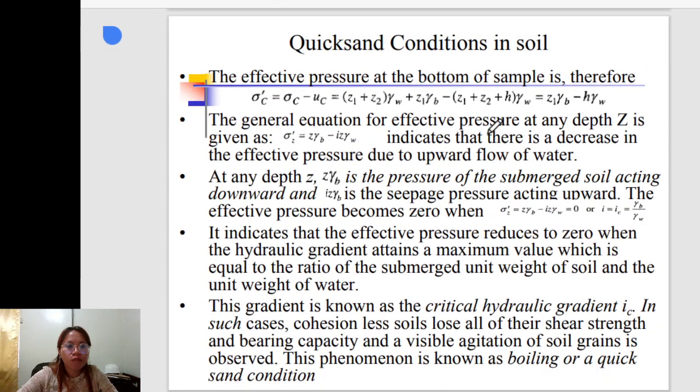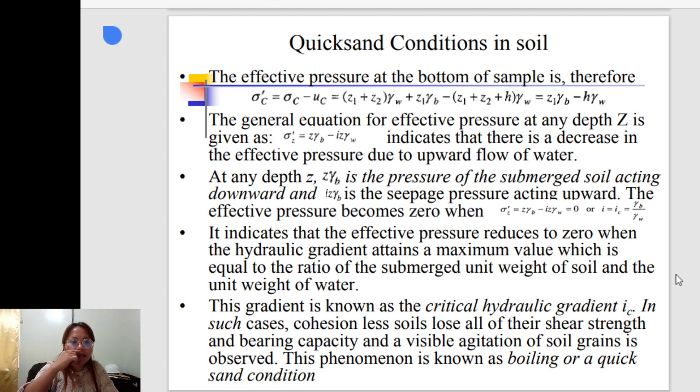The general equation for effective pressure at depth Z is given as this. The equation indicates that there is a decrease in the effective pressure due to the upward flow of water. At any depth Z, Z times gamma sub B, the buoyant unit weight, is the pressure of the submerged soil acting downward, and Z times gamma sub w times i is the seepage pressure acting upward.